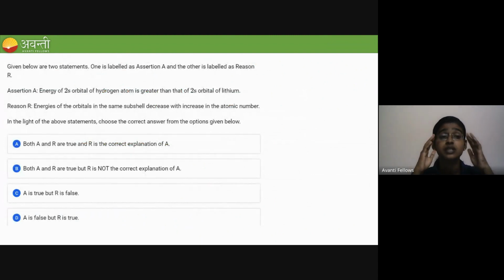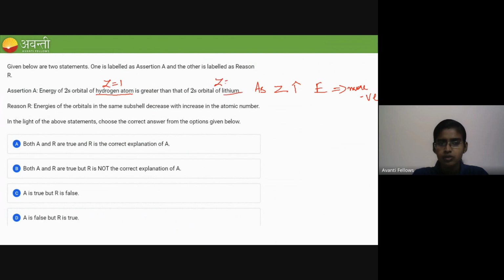It is an assertion-reason type question. Assertion says that the energy of 2s orbital of hydrogen atom is greater than that of 2s orbital of lithium. As the atomic number increases, the energy of the species becomes more negative. This is the concept. For hydrogen atom, the atomic number is 1, and for lithium atom, the atomic number is 3. So as the atomic number increases, energy becomes more negative. Lithium will have the more negative value, and hydrogen will have the less negative value. That is greater than negative. So that is given in the assertion.